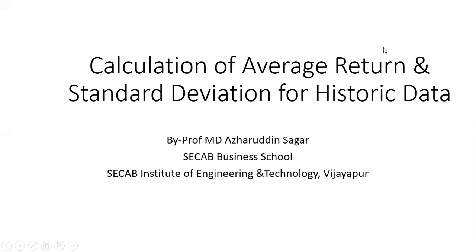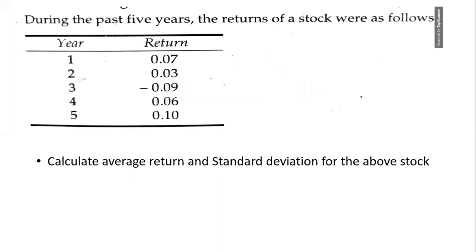Welcome students. Today we are going to learn about calculation of average return and standard deviation for historical data. So we have calculated the expected return and the standard deviation, which is going to come, but we will take historical data and we will calculate average return, that is nothing but mean, and we will calculate standard deviation for historic data using variance. So let's begin with the problem.